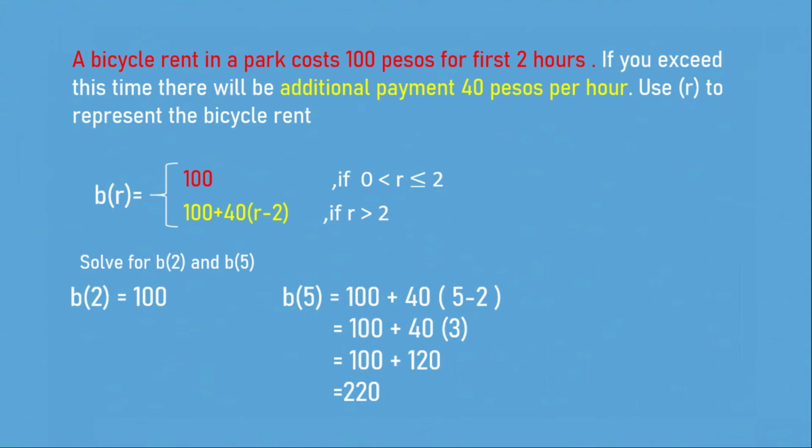Because the R in this is greater than 2, we're going to use the second condition. It's going to be 100 plus 40(5 - 2). Then, let's simplify 5 minus 2 first. After that, we're going to multiply 40 to 3. Then add 100 and 120. So the answer will be 220. In real life, if you rent bicycle for 5 hours, you're going to pay 220.